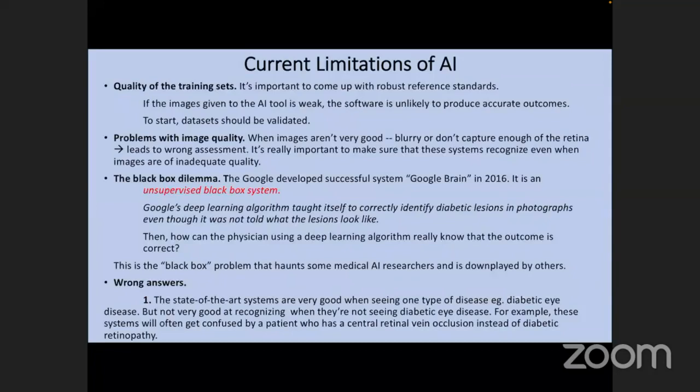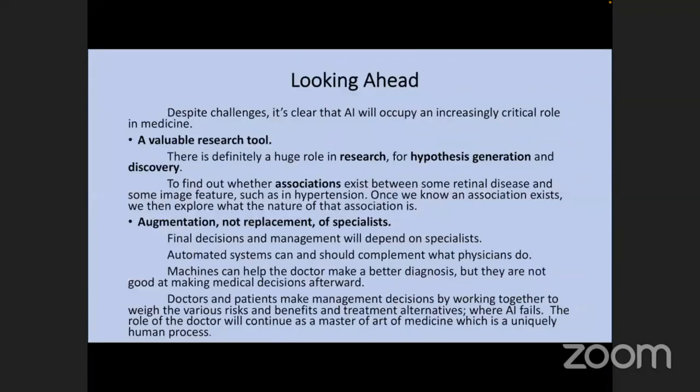So I'm going through my last slide. The current limitations of AI are the quality of the training sets, the problems with image quality, the black box dilemma, and the wrong answers. It is an augmentation, not a replacement of specialists. And final decision and management will depend on specialists based on the artificial intelligence.